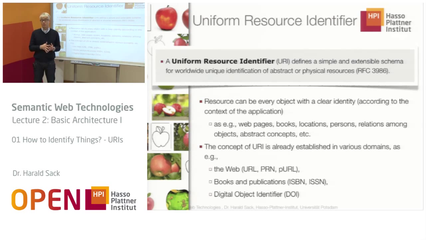The concept of the URI has been established for a long time in the web via the so-called URL, the Uniform Resource Locator, which is an address of an object, of a document in the web, or, for example, also persistent uniform resource locators. Books and publications can be identified via ISBN or ISSN numbers, and there is also the digital object identifier to identify things generally in the web.